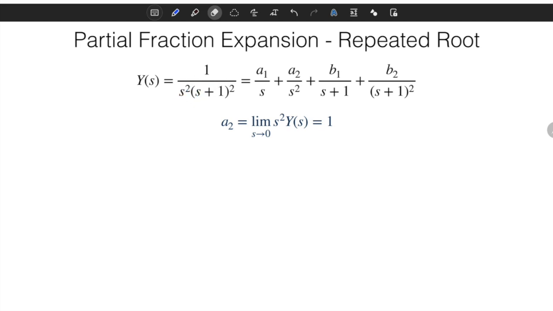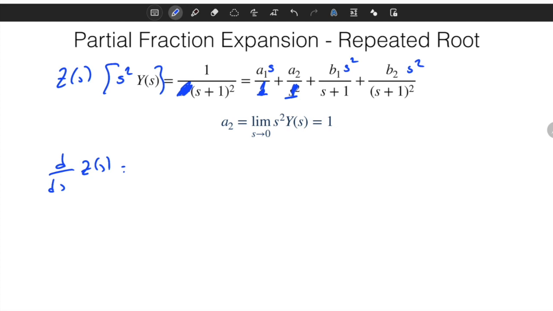That's great, but I want more, because I want to compute A1. How can I do that? I will go to B1, B2 later. Still, let's multiply with s squared. It's a good start. This is 1, I have s here, this is 1, s squared, s squared. Let's call it Z(s). What I want to do is take the derivative of Z(s) with respect to s. d/ds of Z(s) is, technically, the derivative of this. What is A1 times s? Its derivative is A1.